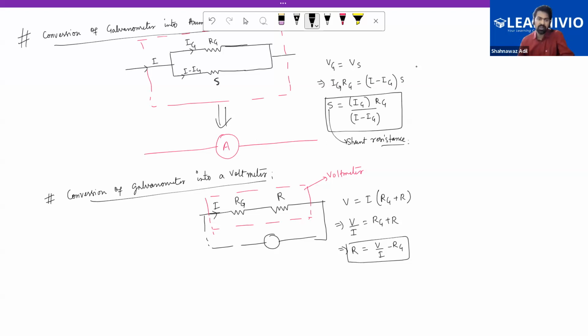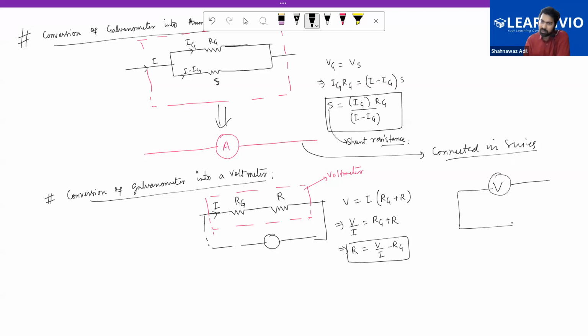You already know that the ammeter is connected in series to measure the current. The voltmeter is connected in parallel. So you connect the voltmeter parallel to whatever device you are measuring the voltage of.